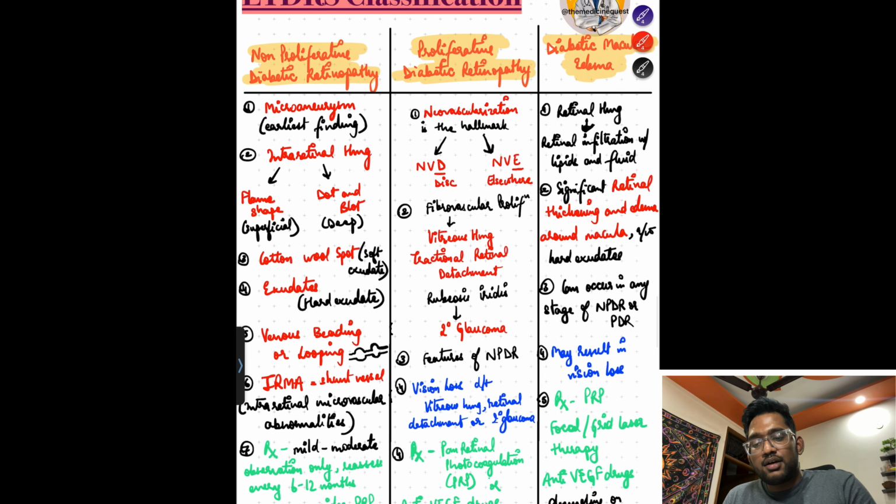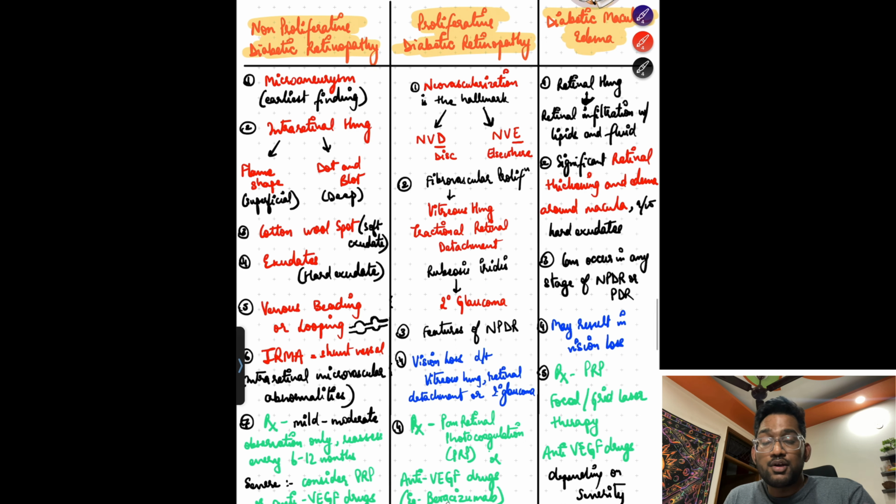Diabetic macular edema. Now, in macular edema, there is the retinal hemorrhage which I have just mentioned in the pathogenesis. Then there will be retinal infiltration with lipids as well as fluid. And when there is significant retinal thickening and edema around the macula associated with hard exudate, this leads to this condition. It may also lead to vision loss because of this macular edema.